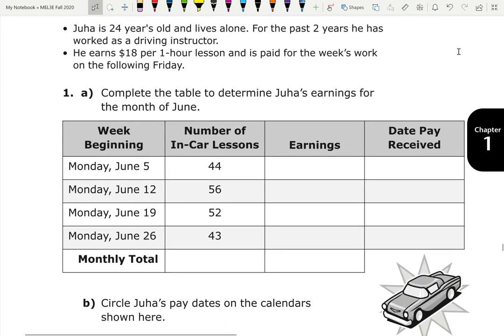Joa is 24 years old and he lives alone. For the past 2 years, he has worked as a driving instructor. He earns $18 per 1 hour lesson and is paid for the week's work on the following Friday. Complete the following table to determine Joa's earnings for the month of June.